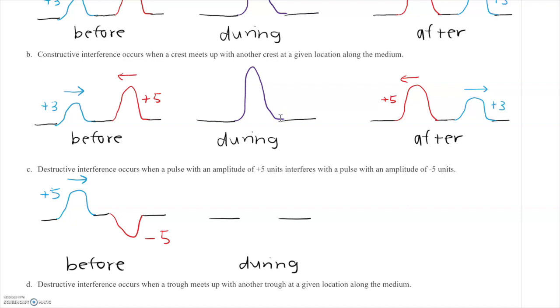In fact, based on the law of superposition, the amplitude of 3 gets added to the amplitude of 5, giving us a wave sum of positive 8 during interference. And then, as we stated above, after interference, these two waves still move in their same directions as before. And so this statement is true. Constructive interference occurs when a crest meets up with another crest at a given location along the medium.